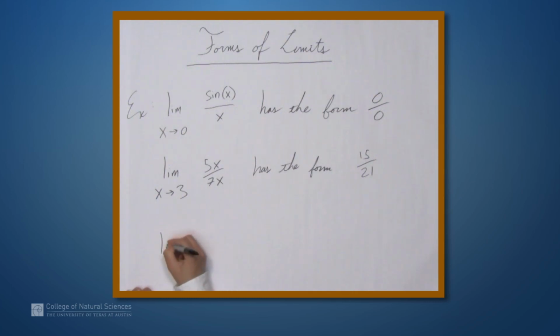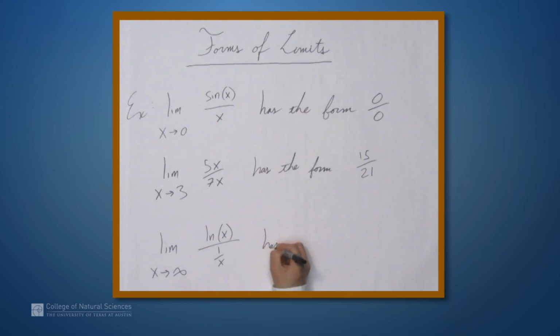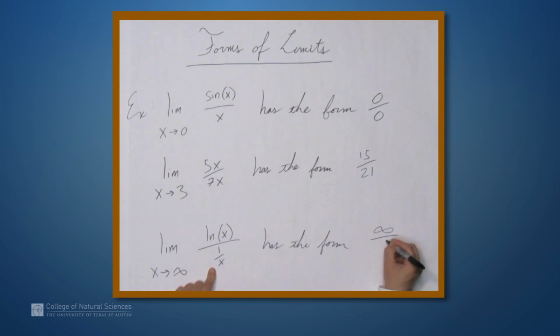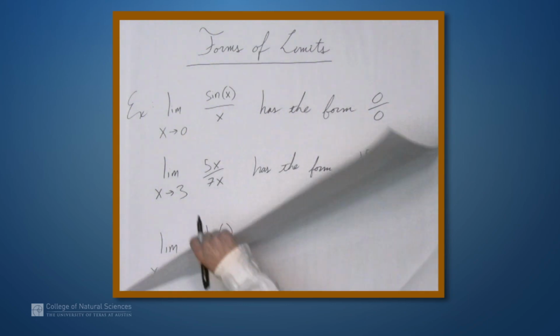So let's now look at one more example. Let's say the limit as x approaches infinity of natural log of x all over 1 over x. This has the form, what? Well, natural log of x as x goes to infinity goes to infinity, and the thing in the denominator is going to 0. So this has the form infinity over 0. So let's look at a few more examples.